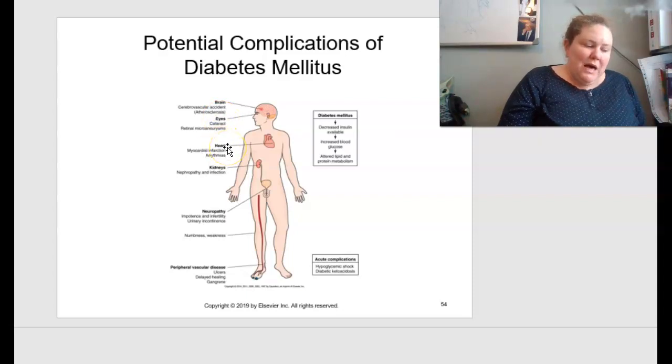In your heart, you can have an MI, or myocardial infarction, or it can cause arrhythmias, right? The wrong beating of the heart. In your kidneys, you can have nephropathy as well as infections. Okay, so kidney infections, not fun. You can have neuropathy, which potentially could cause impotence and infertility or urinary incontinence. You can also have the numbness and weakness that's typical with neuropathy, found in your extremities. Then this can also lead to peripheral vascular disease, such as ulcers, delayed healing, and gangrene.